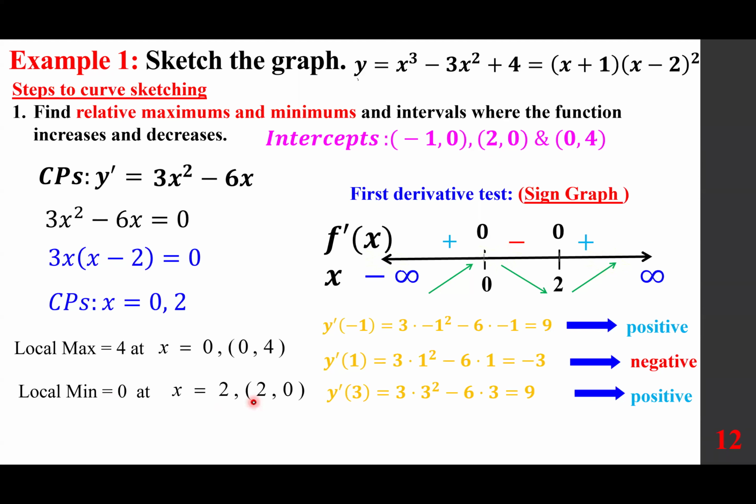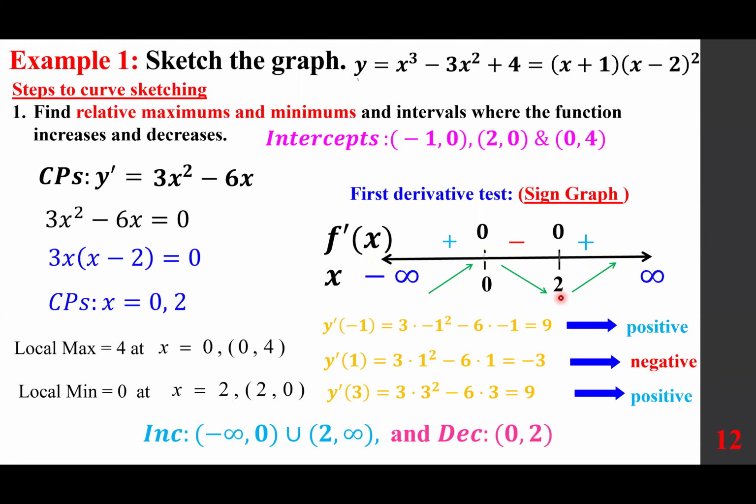Now, the function is increasing here and decreasing here. So you're going to say the function is increasing from negative infinity to 0, union 2 to infinity, and it's decreasing from 0 to 2. So as you can see, the first derivative test gives us a lot of information, everybody. We are going to continue.